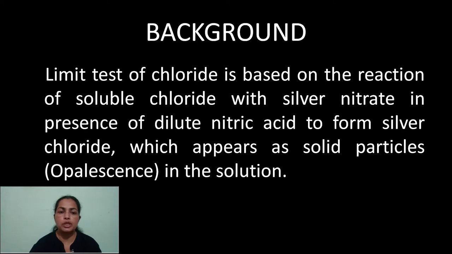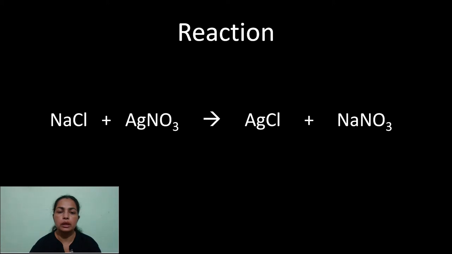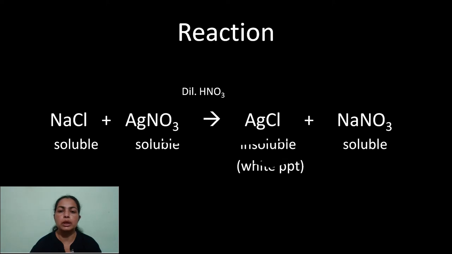This leads to formation of silver chloride and it appears as solid particles in the solution. We name it as opalescence. This is the reaction involved in this test. So NaCl reacts with AgNO3 in the presence of dilute nitric acid to produce insoluble silver chloride. This is observed as opalescence.